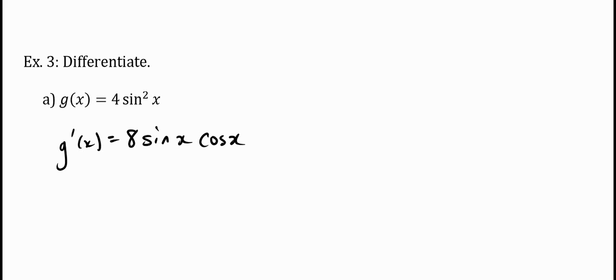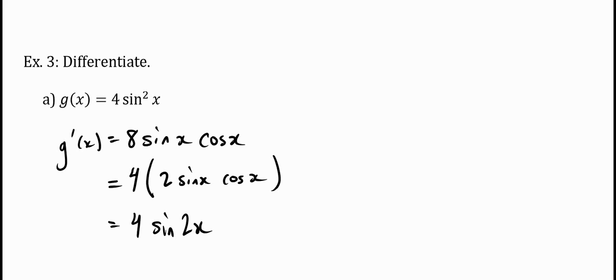But things like this, how could I rewrite this? I could rewrite this as 4 times 2 sine x cos x. Does anybody recognize 2 sine x cos x? No, but you're on the right track. This is from a while ago, so it's the same as 4 sine 2x. So sine 2x is equal to 2 sine x cos x. Remember that one? That identity?